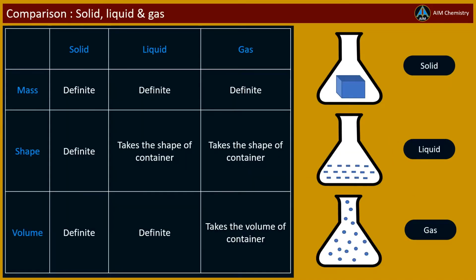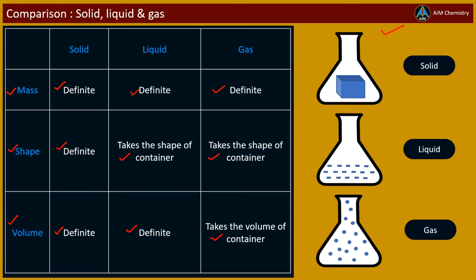First property is mass. This is the only property which doesn't change with change in states of matter. That is, mass is definite for solid, liquid, and gas, which is not the case for our second property, shape. In solid state, shape of matter is definite, but in liquid and gaseous state, matter takes the shape of container. Next property is volume. Matter in solid and liquid state has a definite volume, but in gaseous state, matter takes the volume of container. We can understand these properties more clearly by looking at this figure.